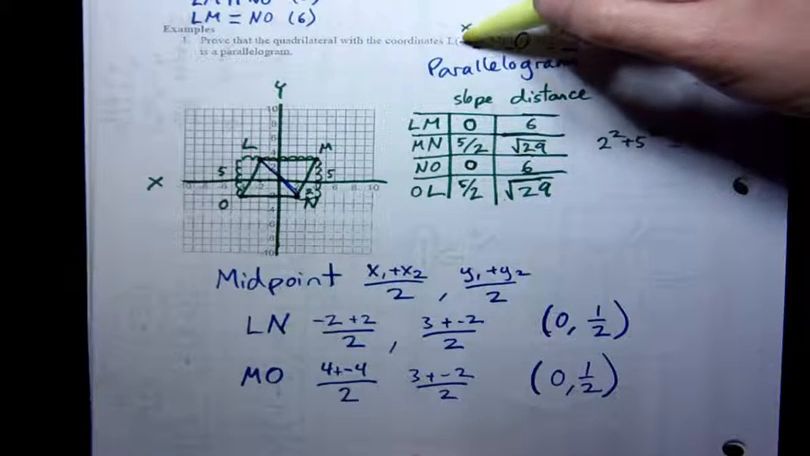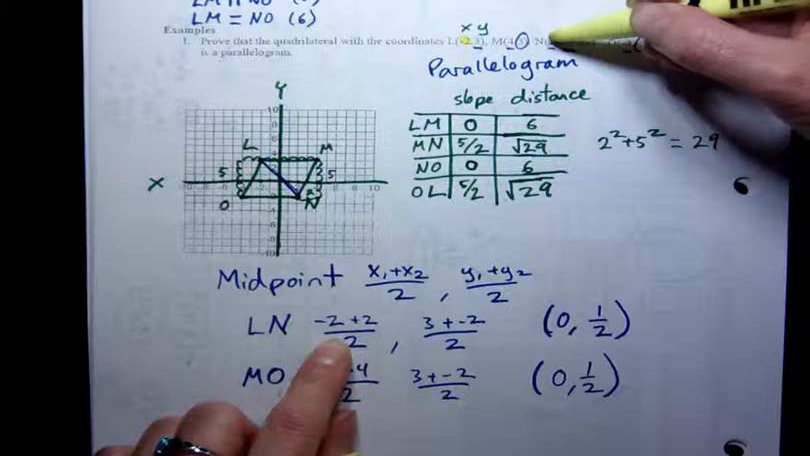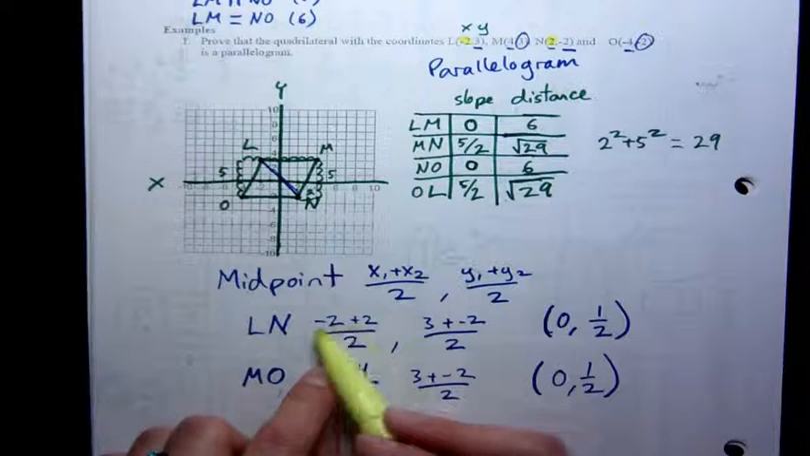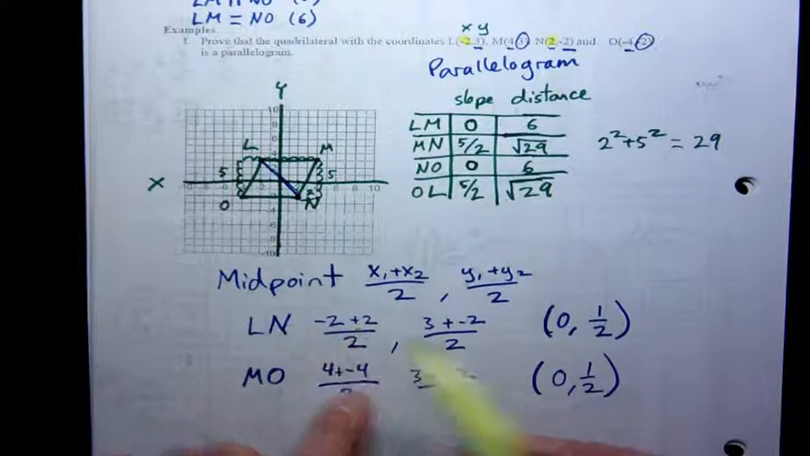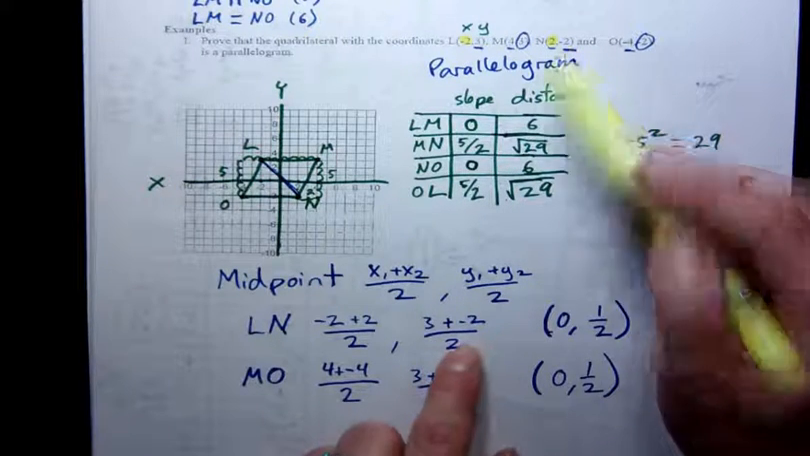And I took my LX, which is -2, and my NX, which is 2, and plugged them into the formula for X1 and X2. And then I took my Y's. So LY and NY, plug them into the formula.